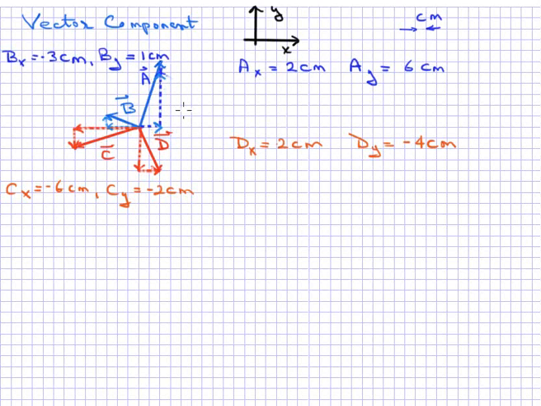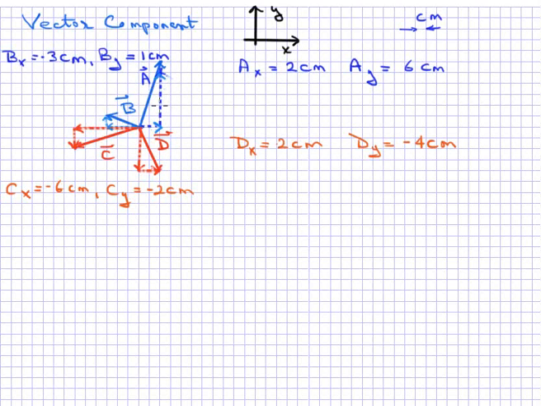And so that's the basis for saying that the x component of A is plus 2 centimeters, since it's in the positive, to the right x direction, and plus 6 centimeters in the positive y direction, like this. And so you can do that for each one of these vectors.